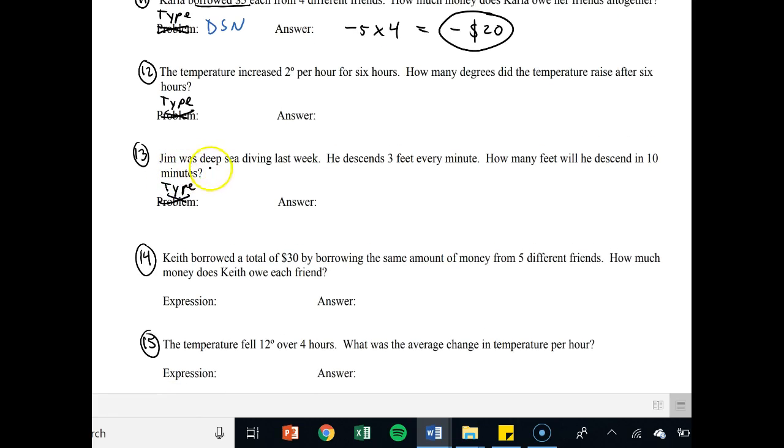Next, 13. Jim was deep sea diving last week. He descends 3 feet every minute. How many feet will he descend in 10 minutes? Okay, so again, descending, that's -3. He does that for 1 minute, he's just down 3 feet. But he does it for 10 minutes, so times 10. So that's -30. Again, put your units, feet. What type of problem was that? That was a DSN, different signs negative.